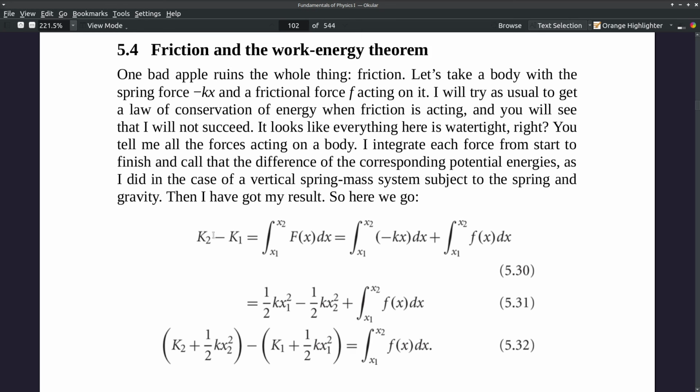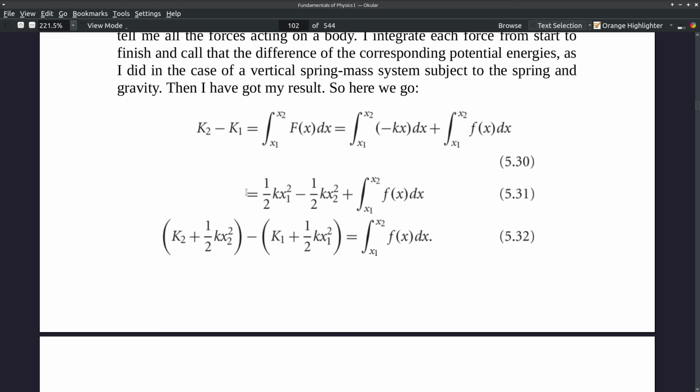So here we go. K sub 2 minus K sub 1 equals the integral from x1 to x2 of f of x dx. That equals the integral from x sub 1 to x sub 2 of negative kx dx, plus the same integral of little f of x dx, okay? That ends up becoming 1/2 kx sub 1 squared minus 1/2 kx sub 2 squared, plus the integral from x sub 1 to x sub 2 of little f of x dx. It just rearranges: k sub 2 plus 1/2 kx sub 2 squared minus k sub 1 plus 1/2 kx sub 1 squared equals the integral from x sub 1 to x sub 2 of little f of x dx.